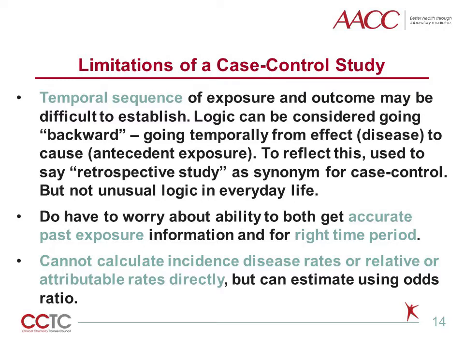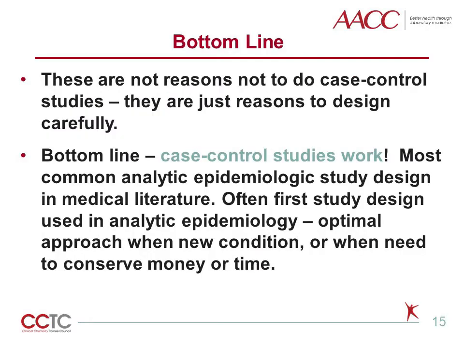But you can estimate the relative risk, the attributable risk, by an alternate measure of odds ratio, which is a valid measure in a case control study. So we get to the measurement we want, but we will never be able to tell people the rate of development of the disease in the exposed and the non-exposed group. If you need that, you have to be doing a cohort study or a trial.